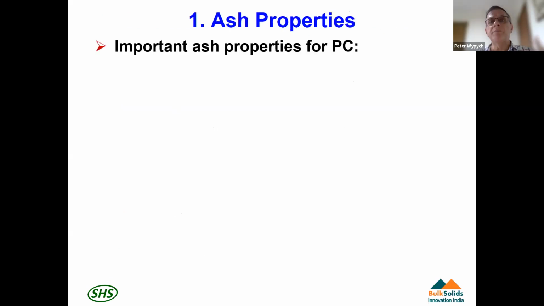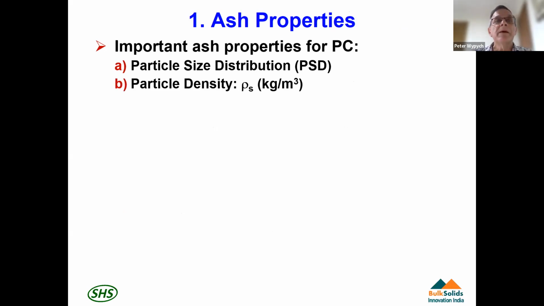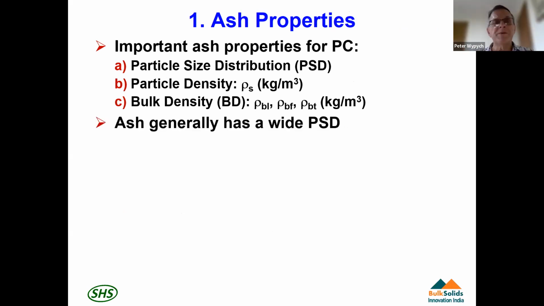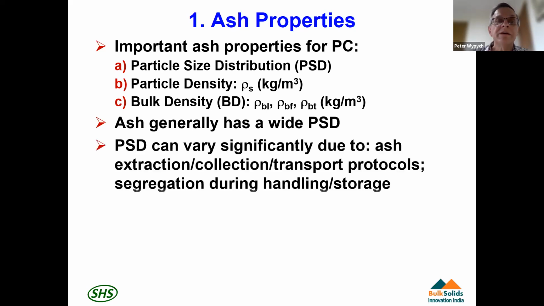So quickly, the important properties we need to look for here from a pneumatic conveying perspective are the size distribution, your particle density, and your bulk density. There are many different definitions here, and I won't go into the detail of that. My experience is that ash generally has a relatively wide size range, so you can get sub-micron particles up to, depending on your ESP, your field, and all those sorts of design issues, millimeter size particles. So it's a very wide size range of material, and those sorts of materials can segregate very easily when you start to handle them.